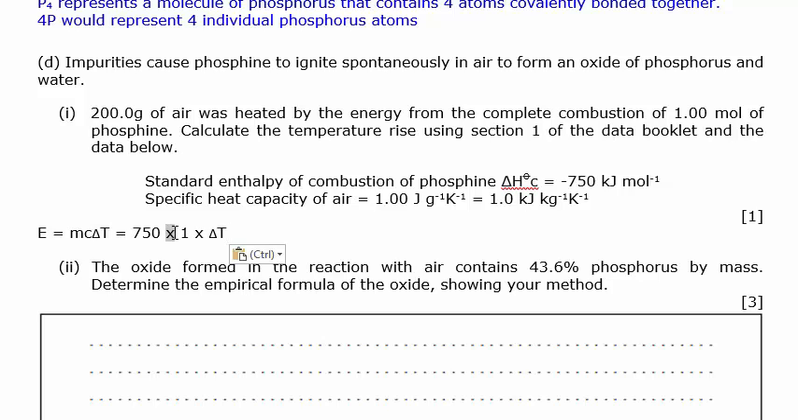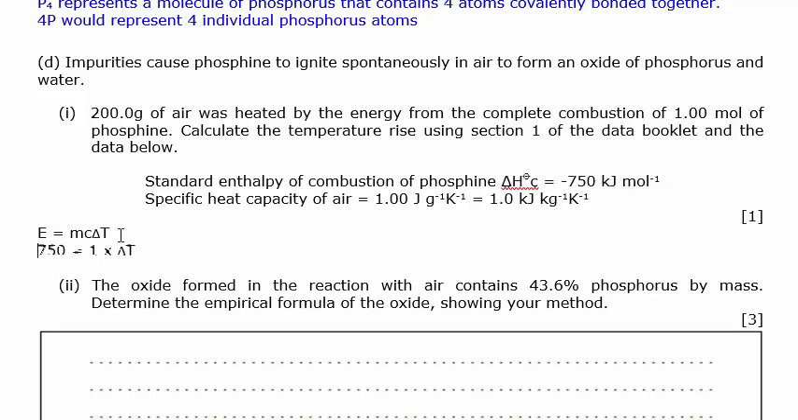I've written that wrong, haven't I? Sorry, it's E equals, let's put it underneath. E, the energy, 750 kilojoules equals m. What's m? Well, m is the mass of air, 200 grams. We need it in kilograms, kilojoules. So that should be 0.2 kilograms times 1 times ΔT.